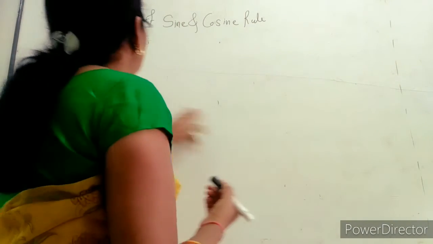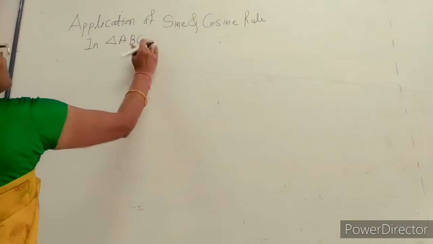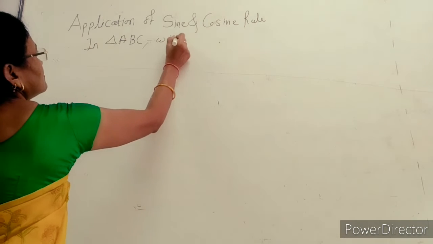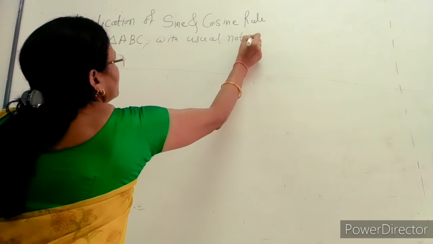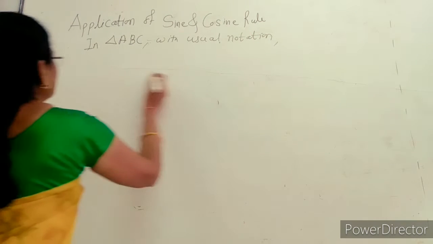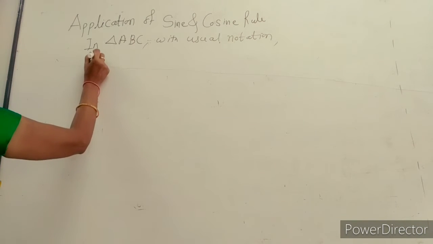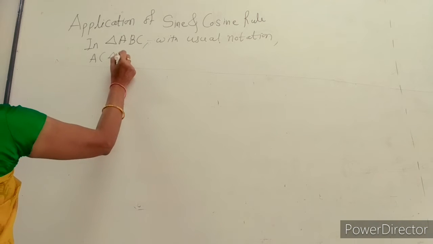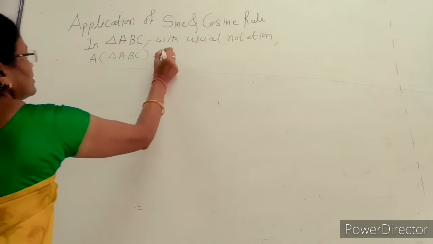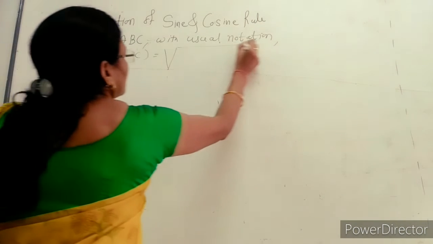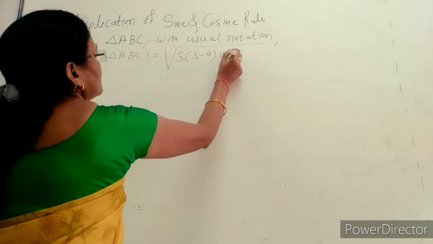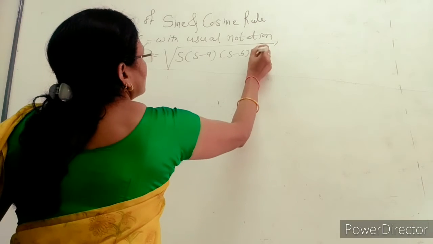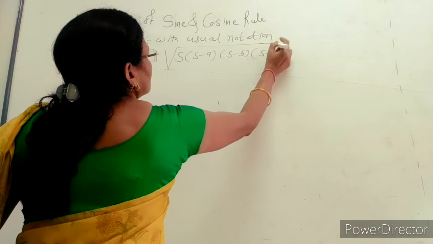So in triangle ABC with usual notation, you know Heron's formula. So the area of triangle ABC you get by Heron's formula. Heron's result is the square root of s into s minus a, s minus b, s minus c.